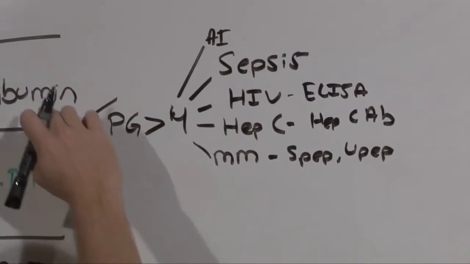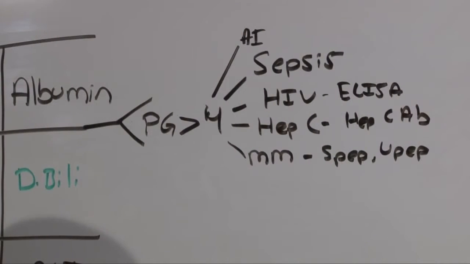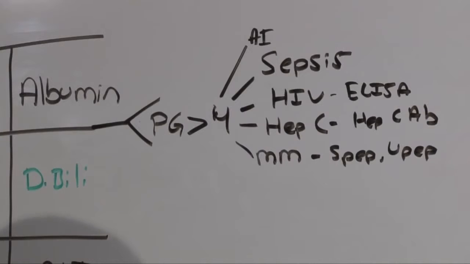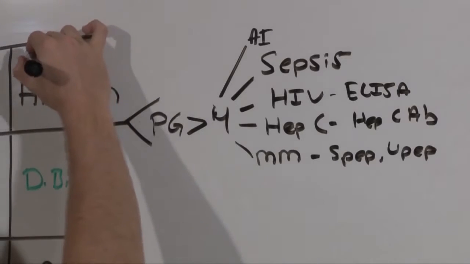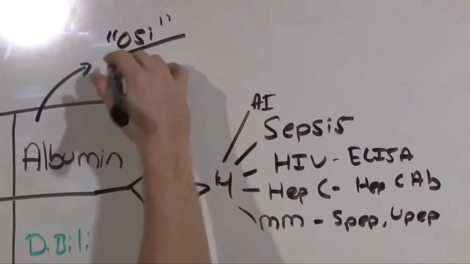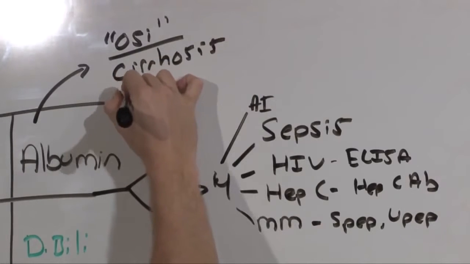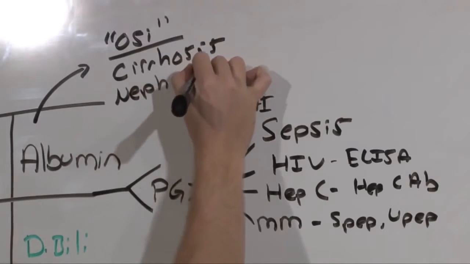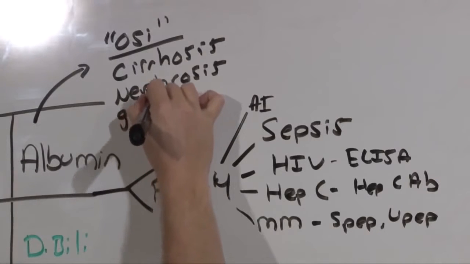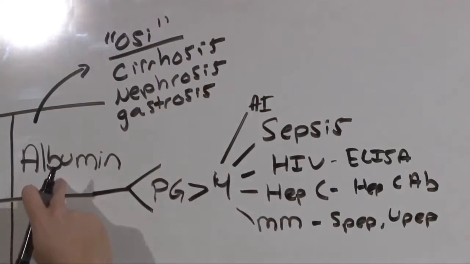Let's talk about albumin. There are no conditions in which albumin is increased. So there are no conditions where you have to be like, why is the albumin 6? You won't see it. A normal albumin is 4. Decreased albumin is caused by the three osis: cirrhosis, nephrosis, and gastrosis. This is a mnemonic to tell you of the diseases of albumin.